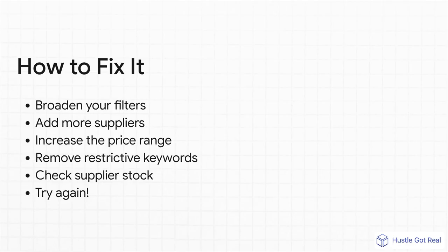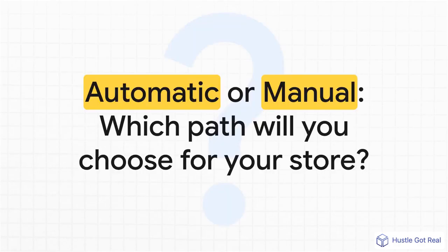All you have to do is go back and just loosen the reins a little bit. Maybe add one more supplier to the list, or widen that price range. You could even just remove a keyword that might be too restrictive. Tweak it a little, try again, and I promise you'll get that green check mark. And really, that's the whole thing. You've now seen the two powerful ways to use the AI publisher. There's the automatic drive of simple mode for pure speed, and the manual control of advanced mode for total precision. So the only question left to answer is, which path are you going to choose for your store?